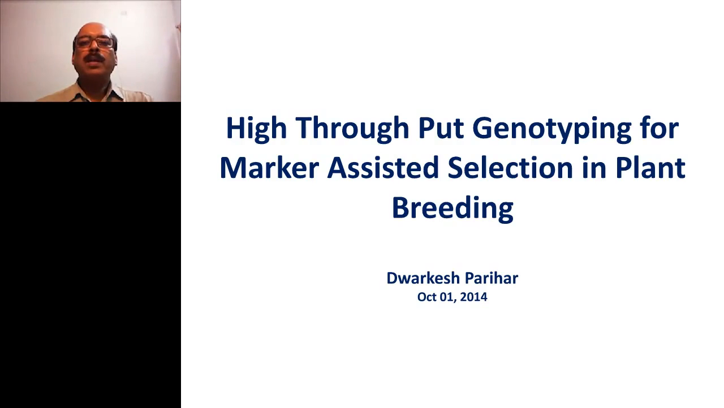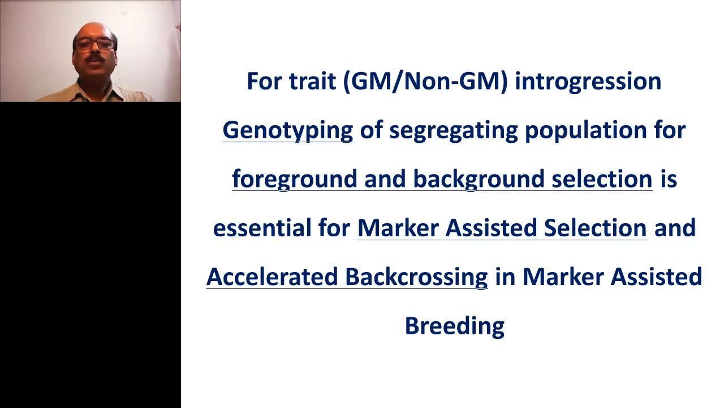As I mentioned earlier, genotyping forms a very important component in marker-assisted selection and accelerated backcrossing when we are going for transfer of GM or non-GM trait from the donor genotype to any recurrent parent or parents of the existing hybrids.